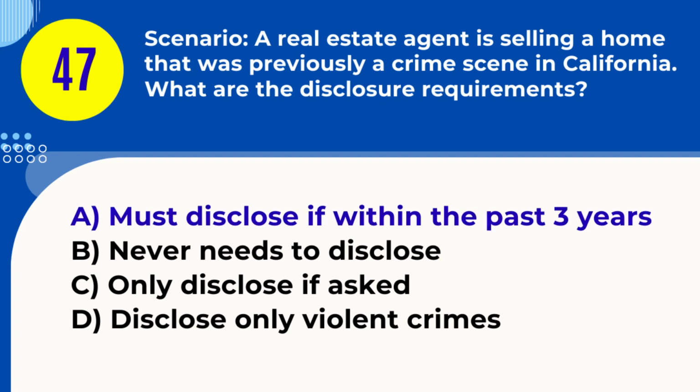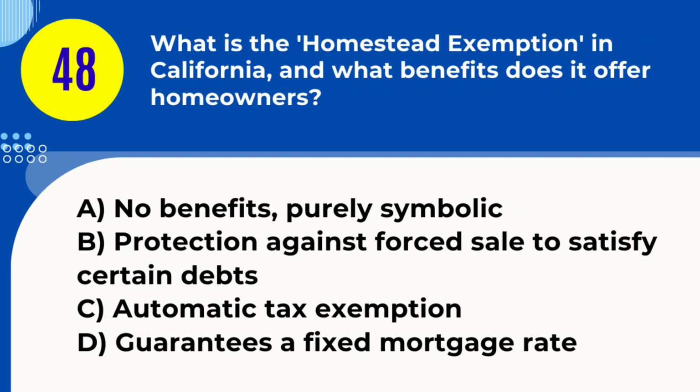Answer. A. Must disclose if within the past 3 years. Explanation. In California, a real estate agent must disclose if a property was the scene of a crime, such as a homicide or suicide, if it occurred within the past 3 years, as it may materially affect the desirability of the property. Question 48. What is the homestead exemption in California, and what benefits does it offer homeowners?